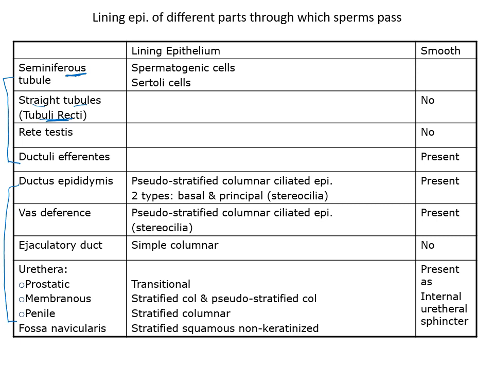The tubuli recti is lined by what? It is divided into 2 halves. The first half is lined by Sertoli-like cells. And the second half is lined by simple cuboidal epithelium. Okay, and there was no smooth muscle fiber surrounding the tubuli recti by any means.